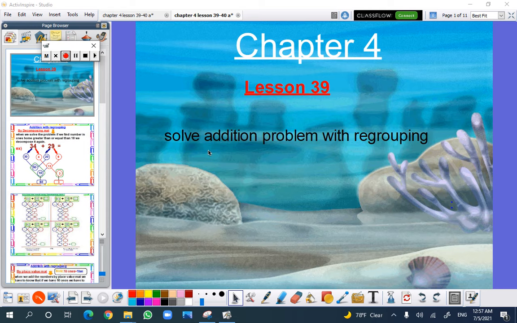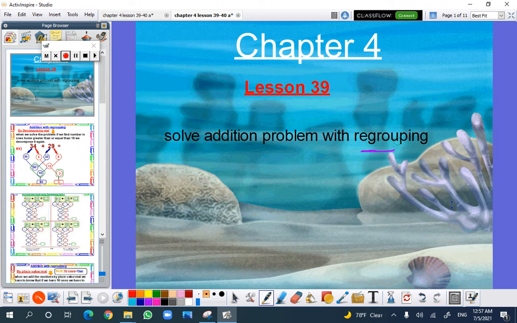Today we are going to take a new lesson on chapter 4, which is about solving addition problems with regrouping. But first, who can remind me what the meaning of without regrouping is? Without regrouping means the one's place is from 0 to 9. Is it right? Because as we mentioned before, the one's home is so small, so the number should be from 0 to 9. But today we are going to take the addition problem with regrouping.